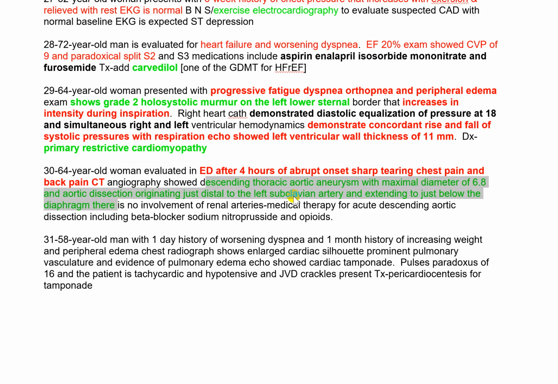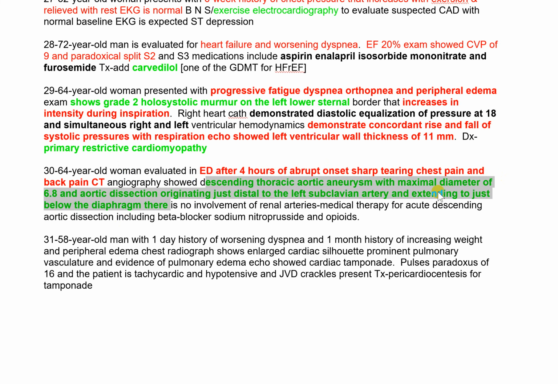Yeah. Okay, this one should be a different color. The green, I'd like to keep. So there's the aneurysm and the dissection. Yeah, aneurysm with the dissection from distal to the subclavian to the diaphragm.